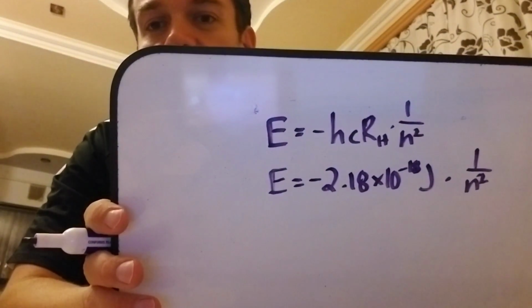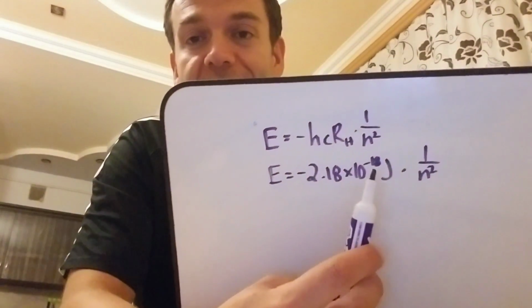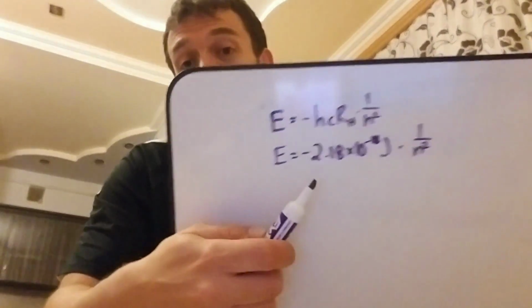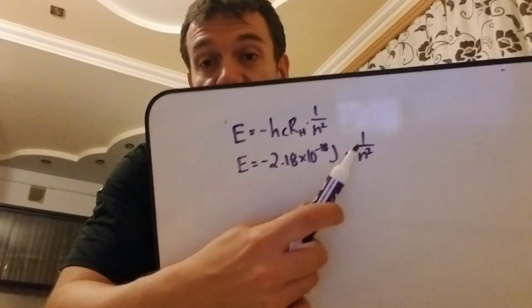Now, all this can be broken down and rewritten as this. This whole hcR_H can be rewritten with this number, and it's worth your while to do it, okay? 2.18 times 10 to the negative 18 joules. Energy's in joules, so it makes sense that the joules are there. And then this, again, is just the orbital that the hydrogen is in.